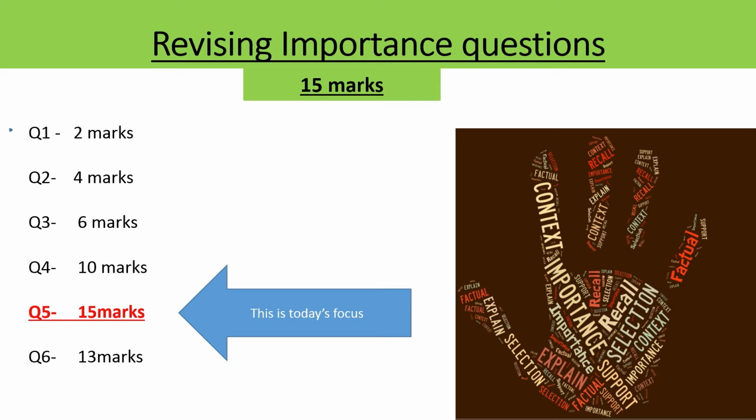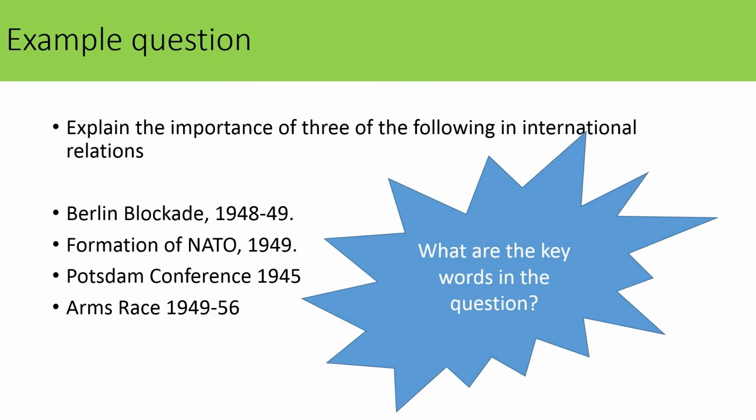Okay, today we're going to look at the 50-mark question. It's the fifth one on Unit 1. It's lots of easy marks, but it is the one that a lot of you find a bit strange. The question always looks the same. It always has the "explain the importance of 3 of the following in international relations." That will never change. The only thing that changes is the 4 bullet points it gives you.